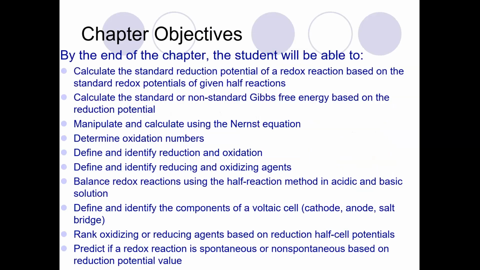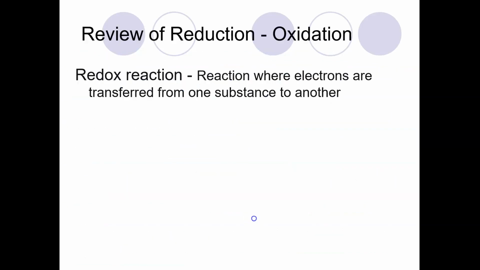All right, so objectives, blah, blah, blah. So a redox reaction. So redox, that term comes from reduction, oxidation, and just smushing the first couple letters together, because reduction, oxidation takes a long time to say, where redox is not taking as long to say. So a redox reaction is a reaction where electrons are being transferred from one substance to another.